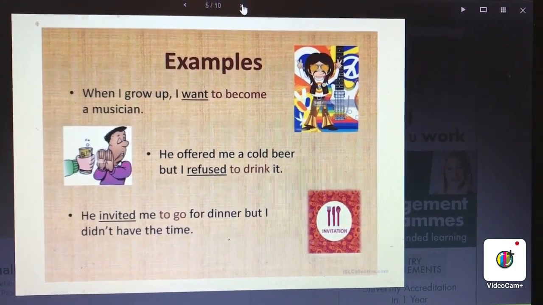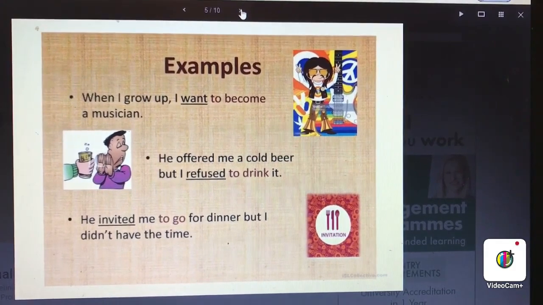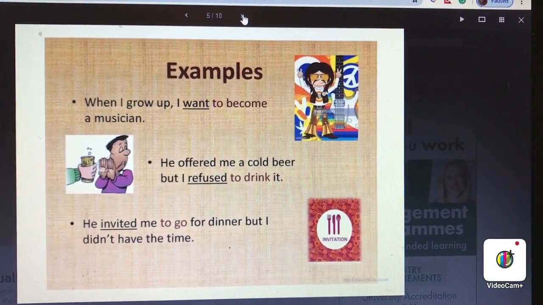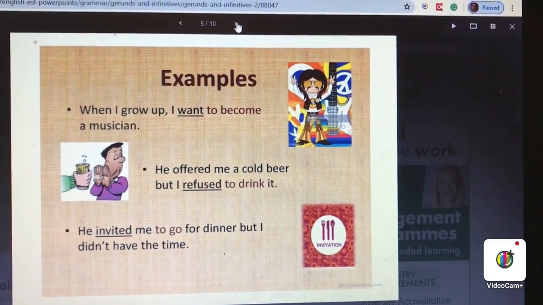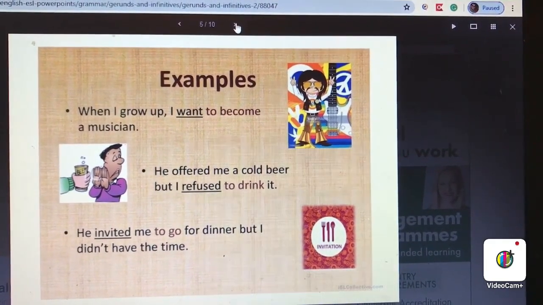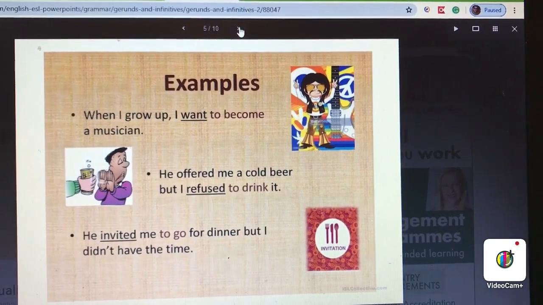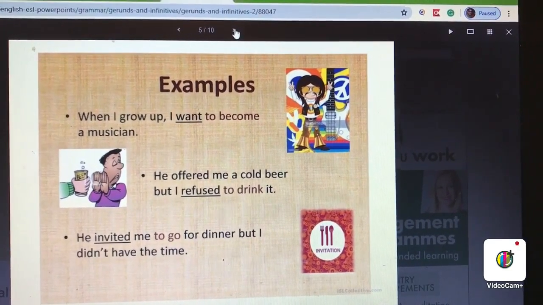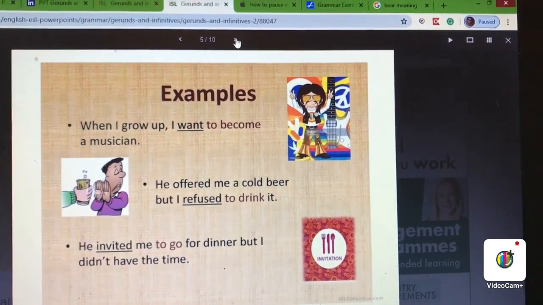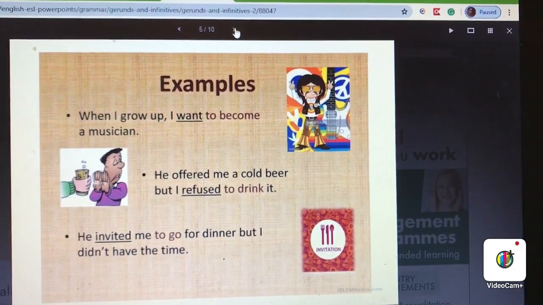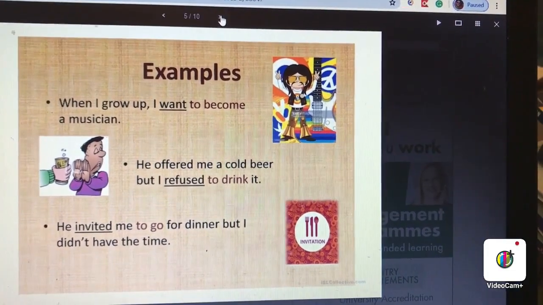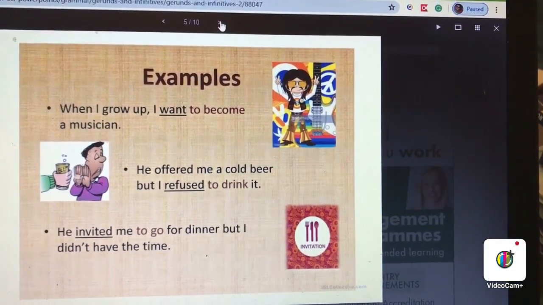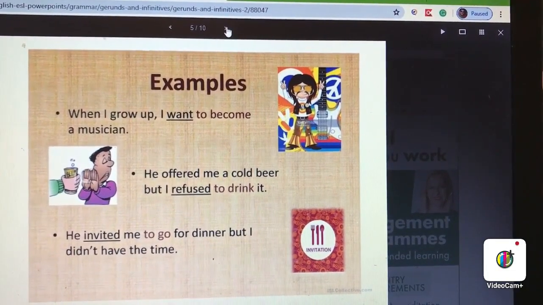And we are using refused as the main verb and infinitive as the object, to drink. In the next one, again we are having a compound sentence. He invited me to go for a dinner, but I did not have the time. Invited is the main clause and to go for dinner is the object of the sentence. He invited me to go for dinner.